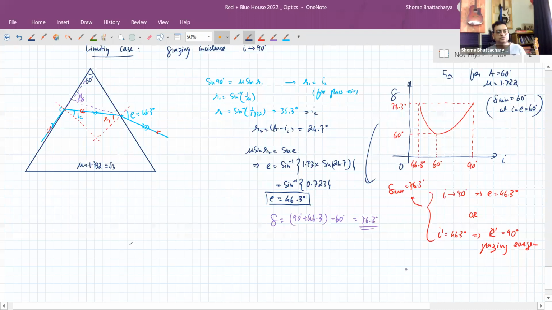So for this limiting case now you'll see that for i prime equal to 46.3 degrees, you will get r1 prime as what the r2 was over here, 24.7 degrees. Then from that you will get r2 prime, the second angle of incidence as this one, what is it? 35.3 degrees, which is the critical angle. So finally, the emergence will happen at grazing. So that's just the reverse of this diagram.